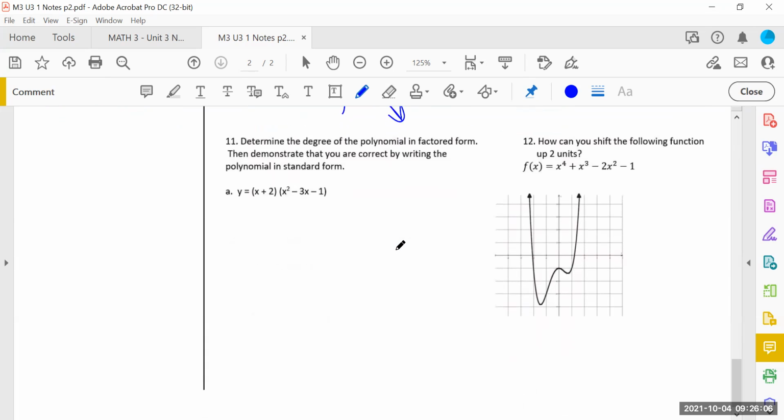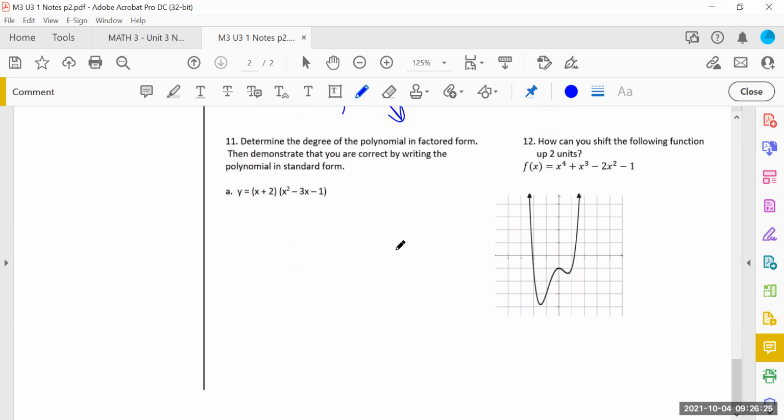So number 11: determine the degree of a polynomial in factored form. Demonstrate you're correct by writing the polynomial in standard form. Okay, this one's weird. Real fast, everyone, if you get something like this, it's not in the form we've been looking at so far.